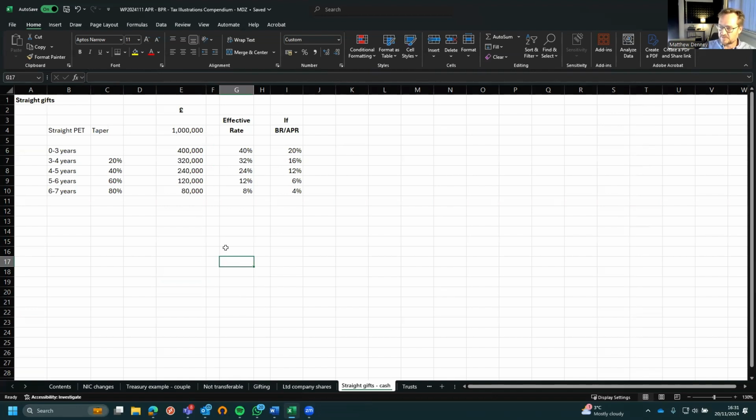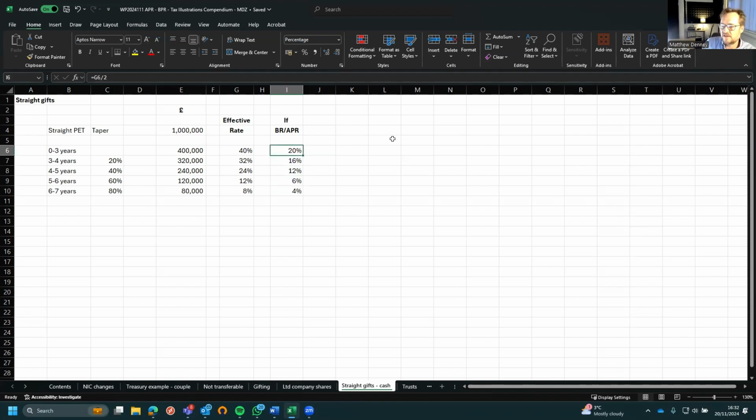This is just a reminder that the rate is effectively half of the normal rate for business assets and agricultural property relief. And the effective taper reduces that rate. So if you made a straight cash gift, the rate for the first 3 years is effectively 40%. The effective taper reduces the effective rate of tax to 32% after 3 years, 24% after 4 years, 12%, 8%. And then, of course, if it's for business assets, that rate is half.